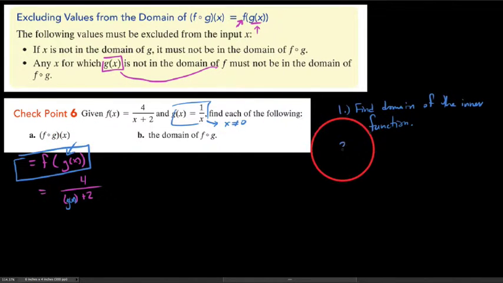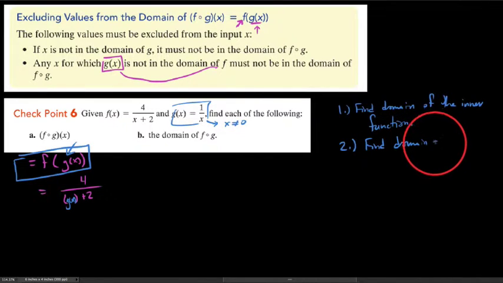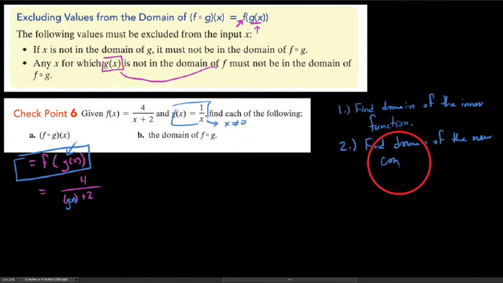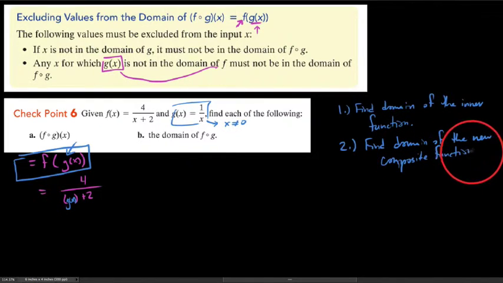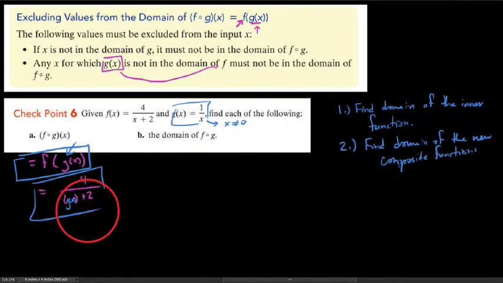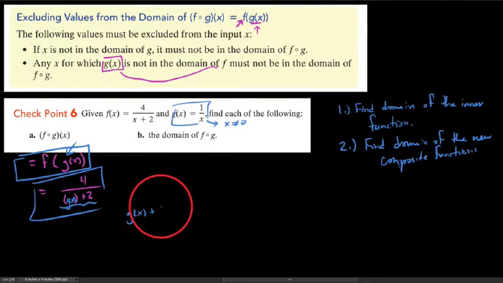Now the next part: let's find the domain of the new composite function. Our new composite function, which we haven't finished evaluating yet, was 4 over g of x plus 2. Its domain would be all values for which the denominator is not equal to 0. So we grab that expression, g of x plus 2, and set it equal to 0. What would cause this to be true? g of x would have to be equal to negative 2.